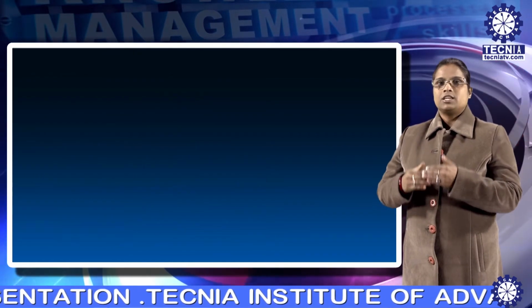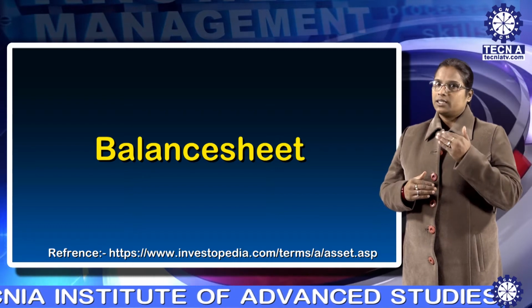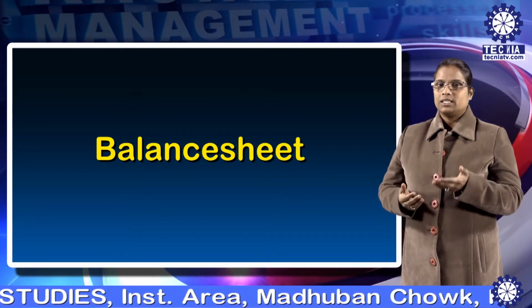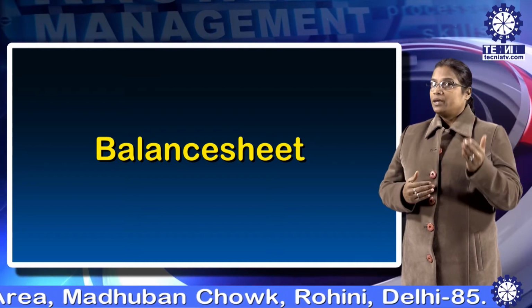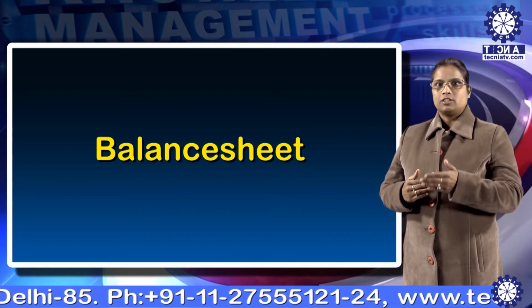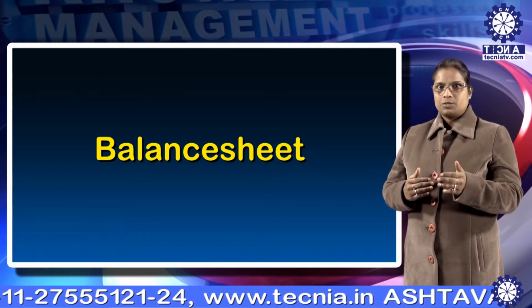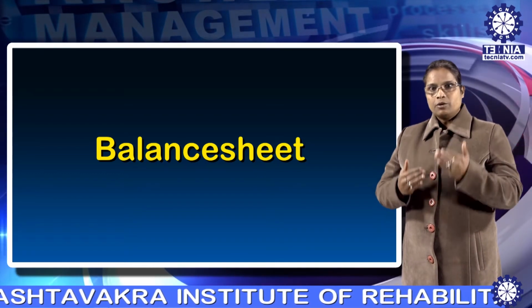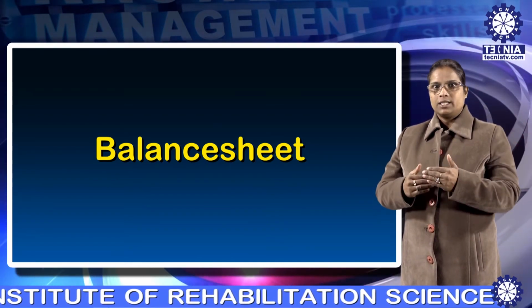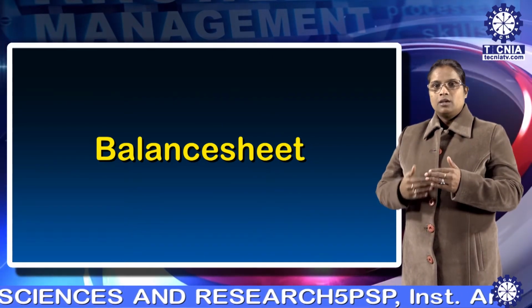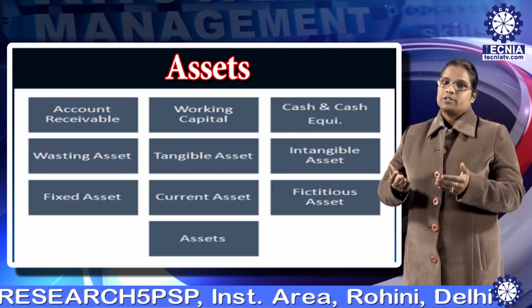We will first know what a balance sheet is, why it is prepared, and what the different assets and liabilities are that are used for preparing the balance sheet. A balance sheet is a position statement that reflects the financial position of a business for a specific period of time. The balance sheet is prepared by tabulating the assets and the liabilities on a specific date at the end of the accounting period. Now, let us know the different types of assets.